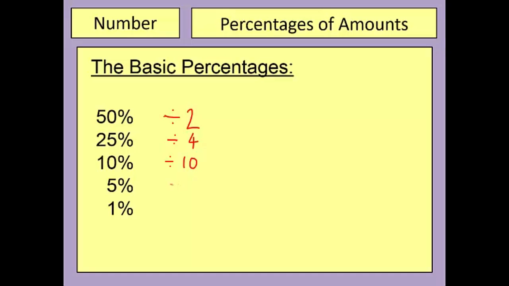Now 5% is slightly different. 5% is just half of 10%. So what you're going to do is divide by 10 first to get yourself 10%, and then half of that, so divide that by 2. So 5% has 2 steps, divide by 10, and then divide by 2. And finally 1%. This means find 1/100th of your number, so you divide it by 100. Take a moment to jot these down because you'll need these for the questions in a moment.